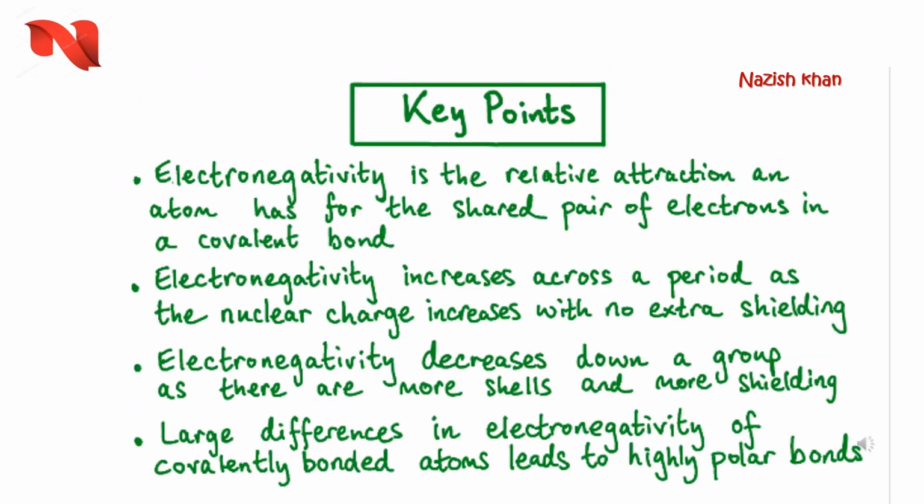Now let's review the key points. Electronegativity is the relative attraction an atom has for the shared pair of electrons in a covalent bond. Electronegativity increases across a period as the nuclear charge increases with no extra shielding. Electronegativity decreases down a group as there are more shells and more shielding. Large differences in electronegativity of covalently bonded atoms leads to highly polar bonds.